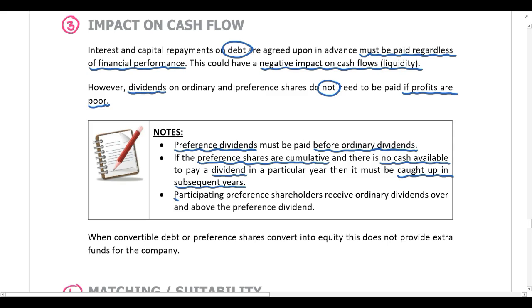Then where we have participating preference shares, they receive ordinary dividends over and above their preference dividend. So they get the preference dividend, and on top of that, they also share in the ordinary dividends. So just make sure that you understand the relationship there, please.